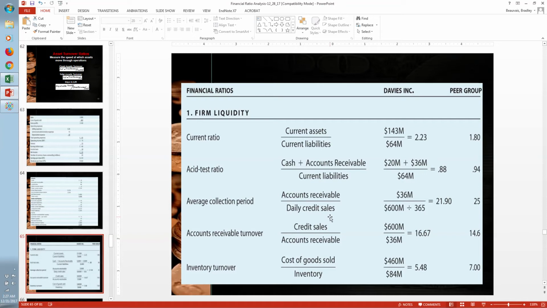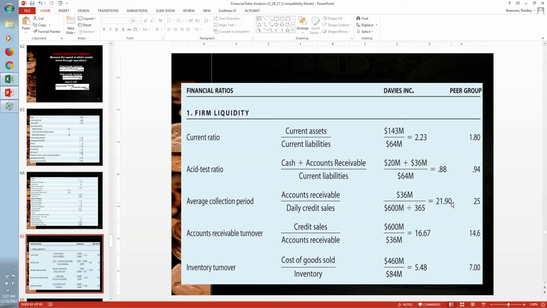Average collection period, accounts receivable divided by daily credit sales. I won't keep going back and forth here, but you can hopefully see where we can derive each one of these numbers. And the key to all this is, okay, we get our ratios for this particular year for this particular company. Yes, it's nice to be able to bounce across and look at our peer group average, and I'll tell you a couple of different sites later where that can be drawn from.